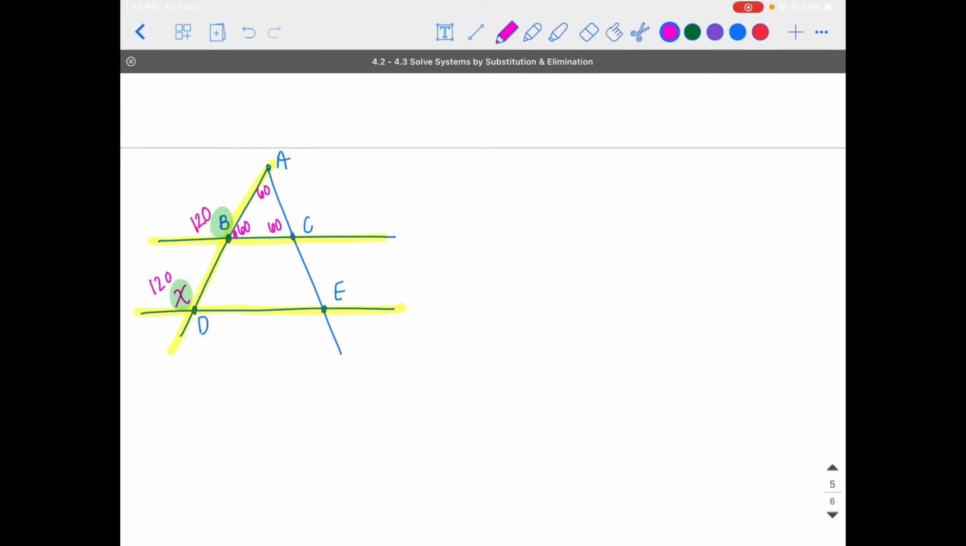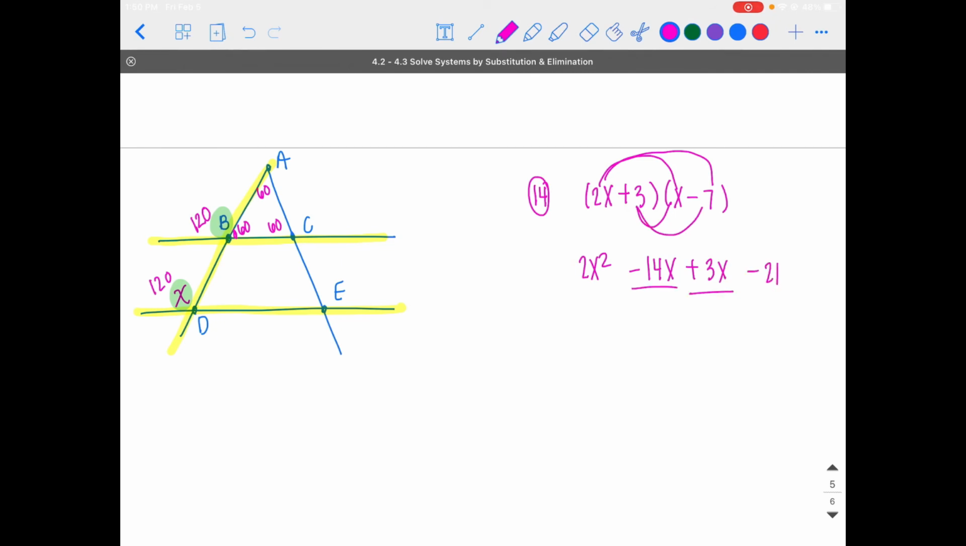All right, 14. We have 2x plus 3 times x minus 7. If we multiply our first terms, 2x squared, minus 14x, middle, plus 3x minus 21. And then we combine our like terms: 2x squared minus 11x minus 21.